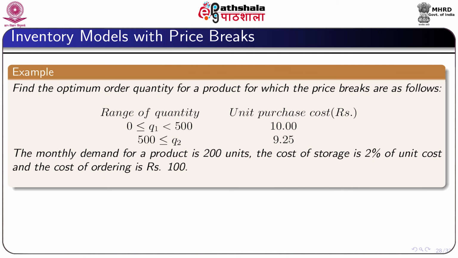Let us take an example and see how this algorithm works. Find the optimal order quantity for a product for which the price breaks are as follows. When the quantity varies from 0 to 500, the unit cost is 10. When the order quantity is greater than or equal to 500, the unit cost is 9.25. The monthly demand for the product is 200 units. The cost of storage is 2% of unit cost and the cost of ordering is rupees 100.